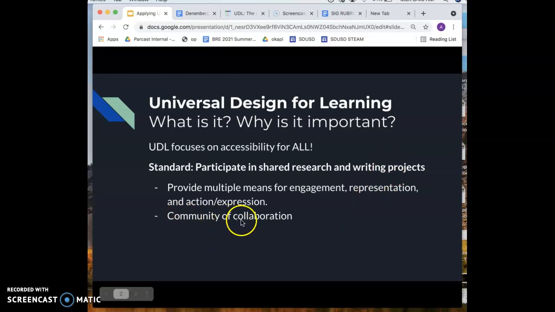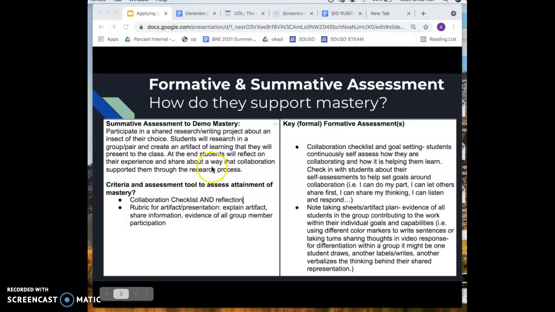The second component, community of collaboration, supports mastery because collaboration is a key component of shared research. So it's directly tied into that, as students will focus on building collaborative habits and knowing how to be effective collaborators. This is also relevant to 21st century learning as it reflects the real world. Throughout the unit, there will be formative assessments, and it'll end in a summative assessment. Again, these need to support the mastery of that goal, participation in shared research and writing projects.